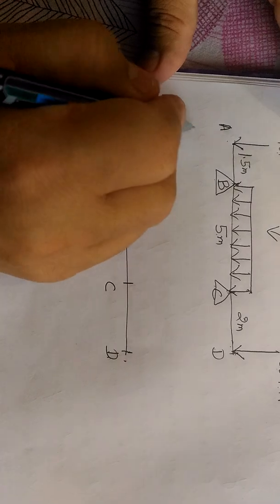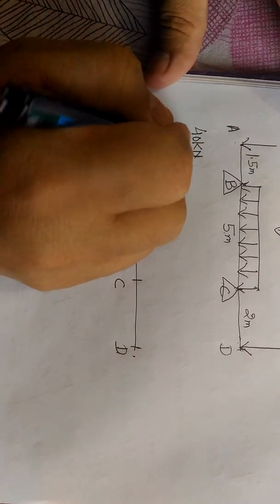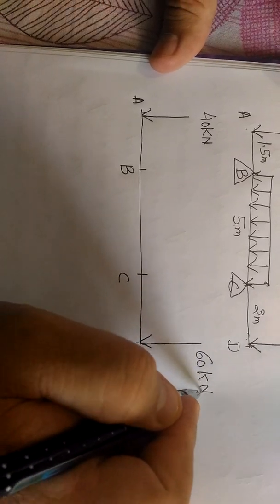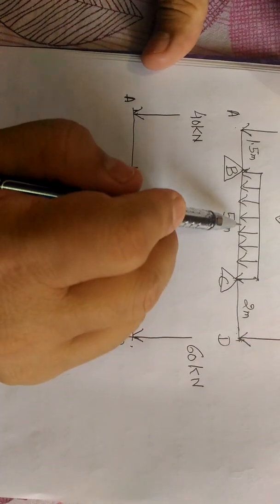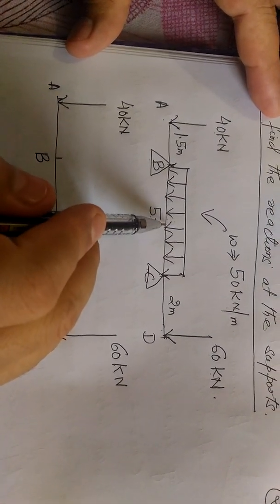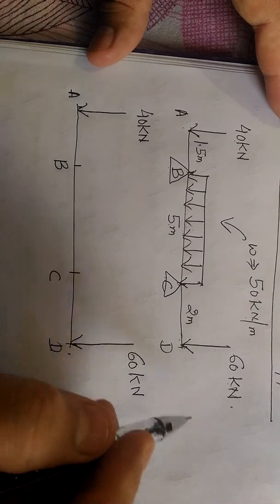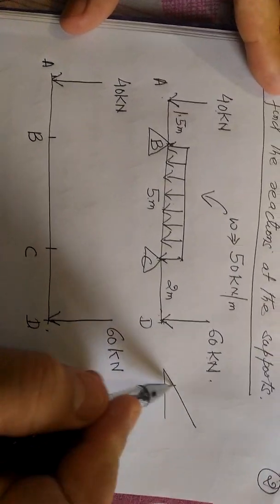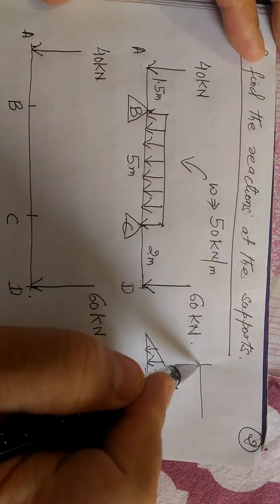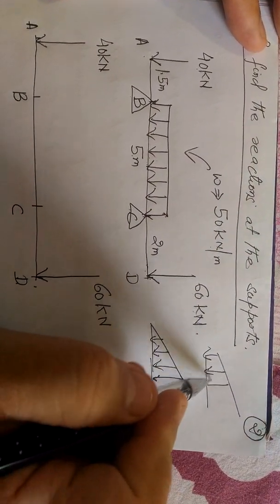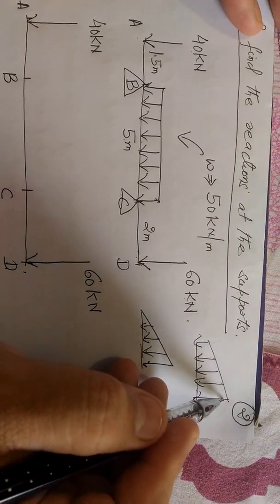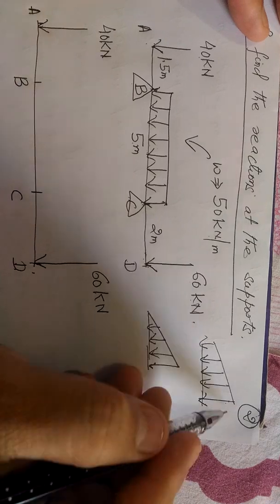It is subjected to 40 kilonewton at A, 60 kilonewton at D, and in order to convert this UDL, note that it can be a UDL, or it can be a UVL, that is a uniformly varying distributed load. That means it can vary in triangular form, or it can vary in trapezoidal form, or whatever may be the case. There can be hyperbolic distribution, parabolic distribution, and so on.